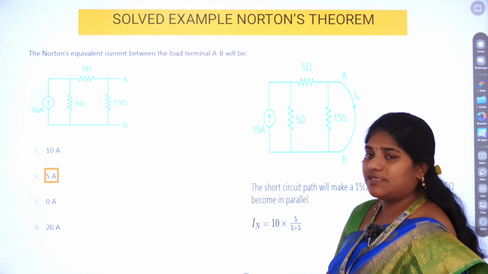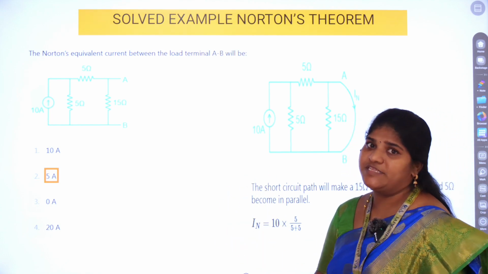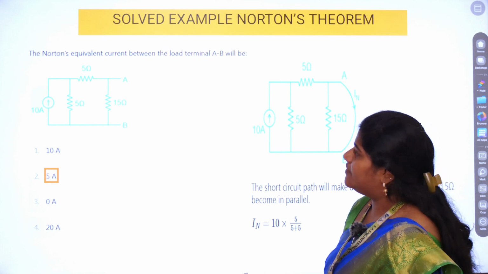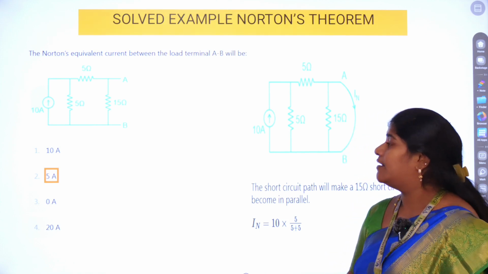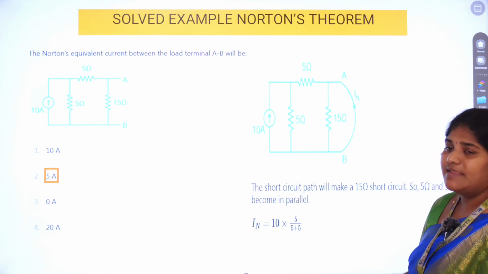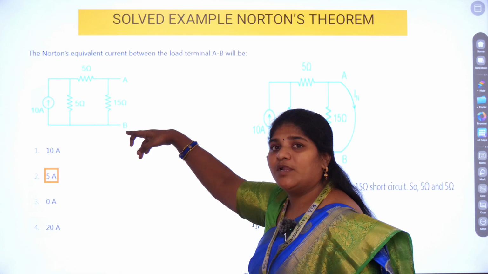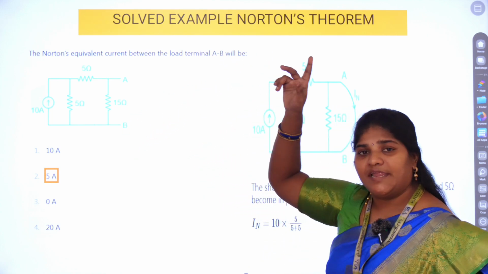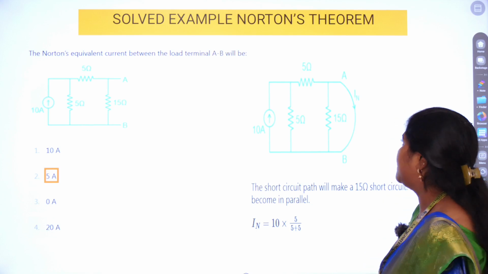So there are 4 options given, and the reason why option number 2 has been selected is, see, the given circuit, right, we need to find out the Norton's equivalent current between the load terminal AB. So the load terminal is A and B. So what is step number 1 of Norton's theorem? After identifying the load resistor, remove it and short circuit it, right?